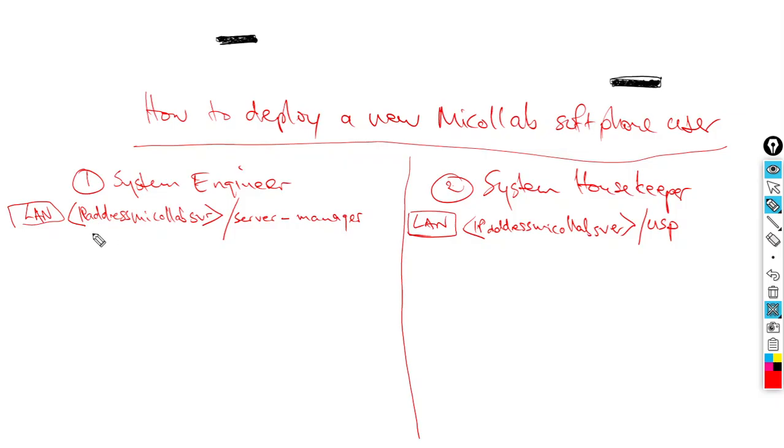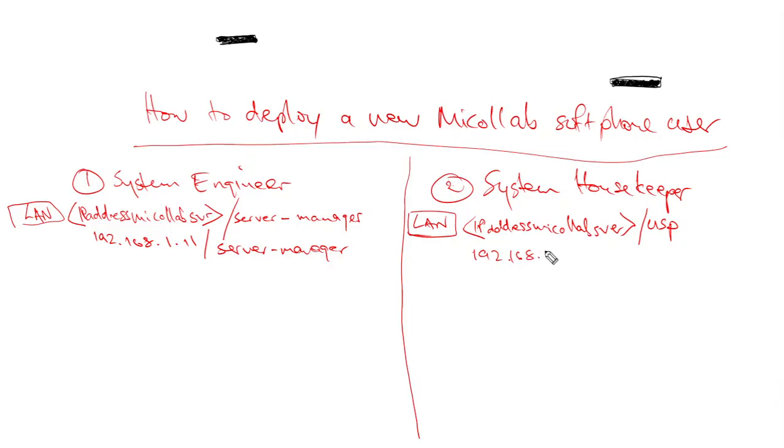So for example, the IP address will be 192.168.1.11 / the word server manager, server minus manager. If you are a system housekeeper, you also do the same, 192.168.1.11 / USP.